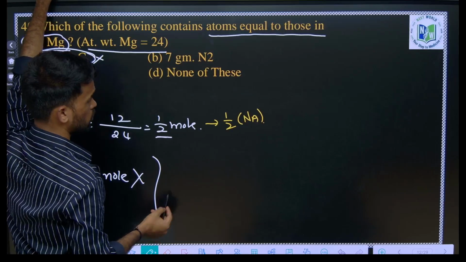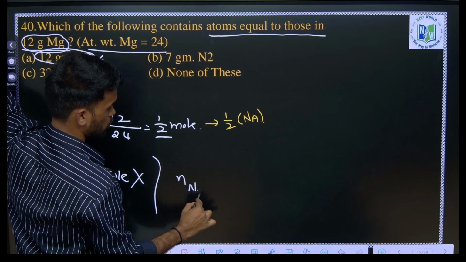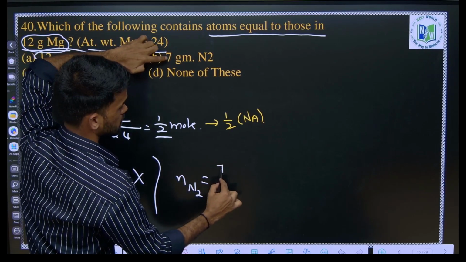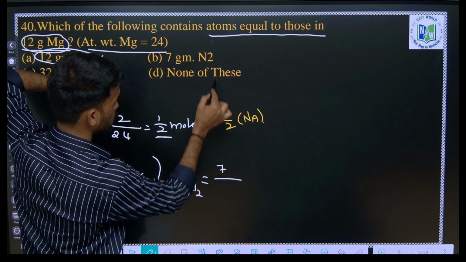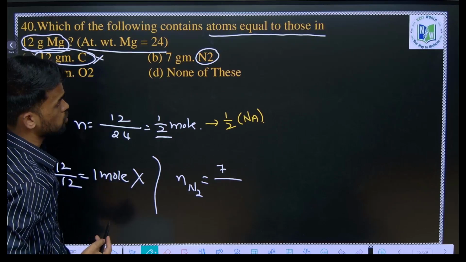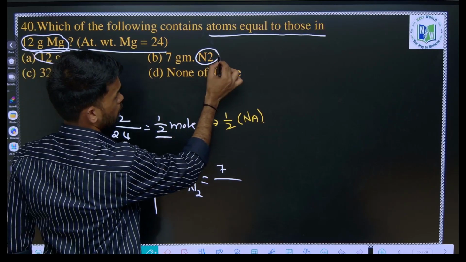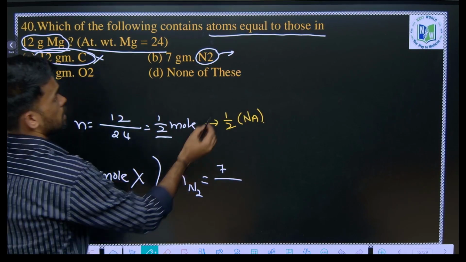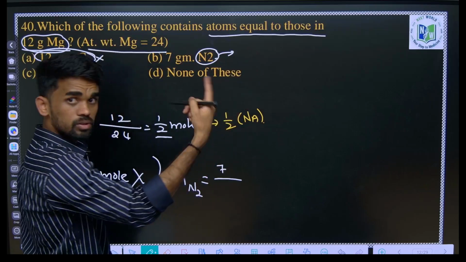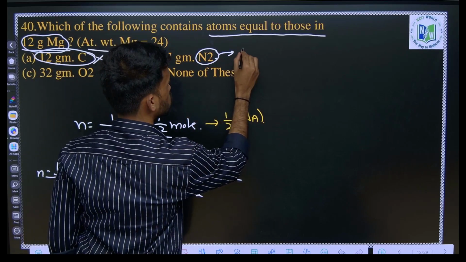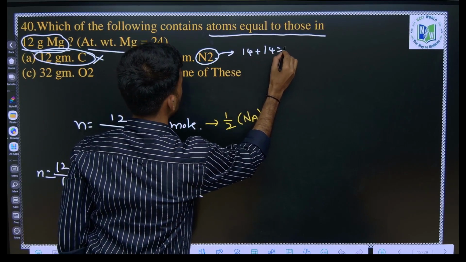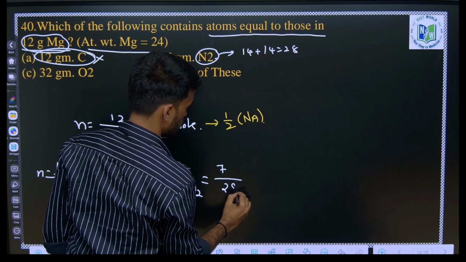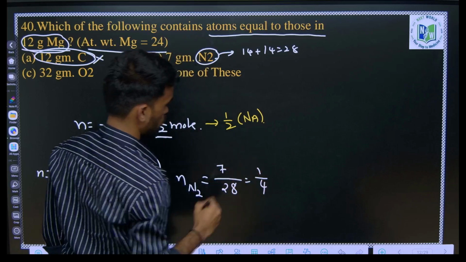Option 2, if we go, you can calculate the number of moles of N2. They have given 7 grams divided by the molecular weight. For nitrogen, we know atomic number is 7. So take it as double, 14 plus 14, so it will be 28. So take it as 28. So this will be 1 by 4.